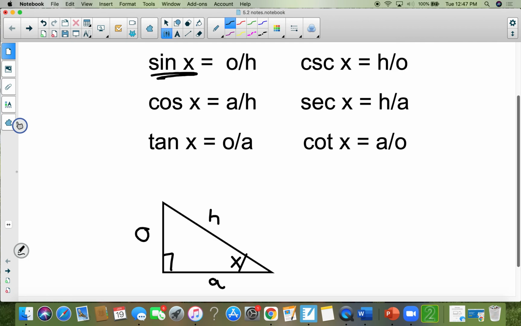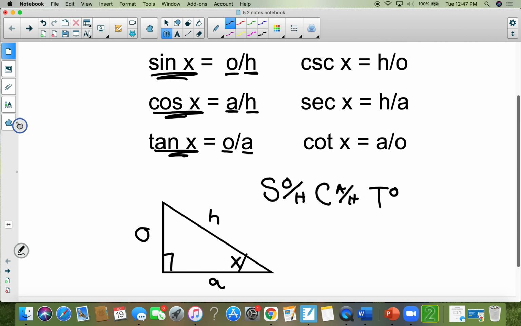To find the sine of X, it's the side opposite over the hypotenuse. To find the cosine, it's the adjacent over hypotenuse. To find the tangent is opposite over adjacent. And a lot of you know SOH, CAH, TOA, which are these three.